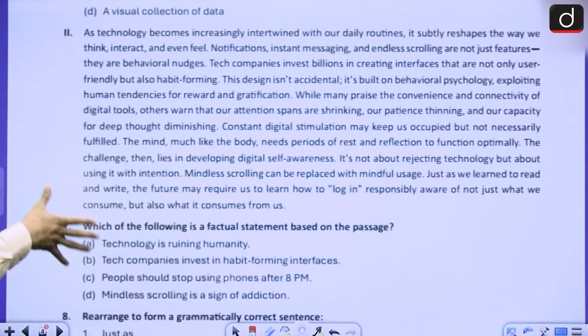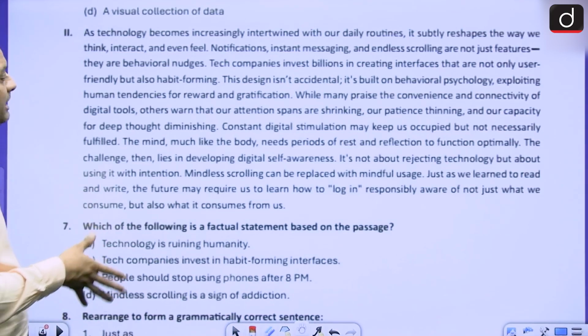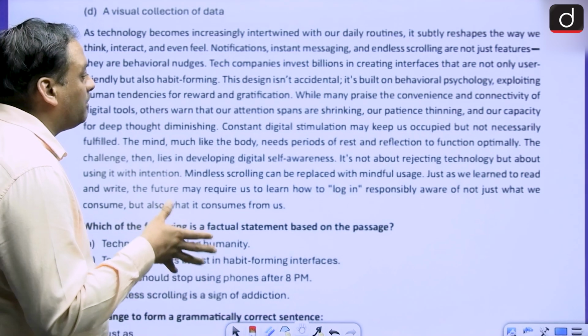The challenge then lies in developing digital self-awareness. It is not about rejecting.